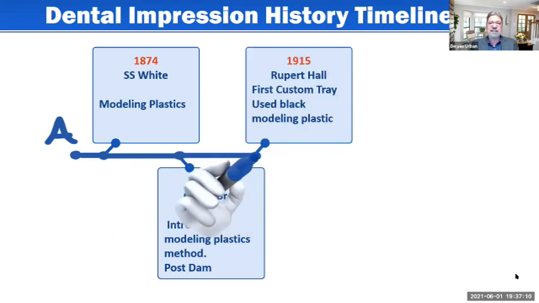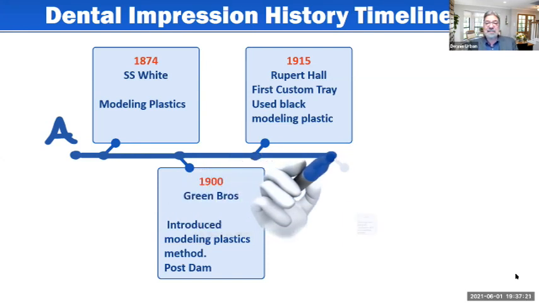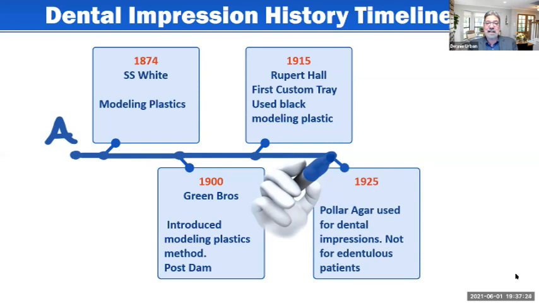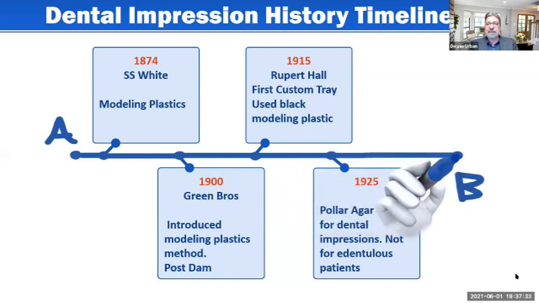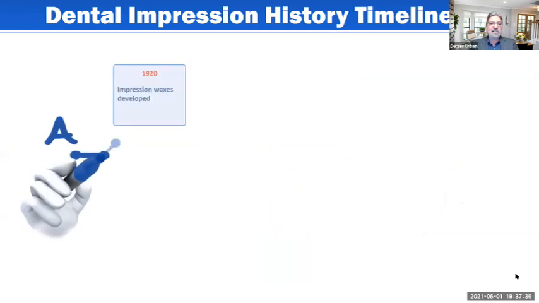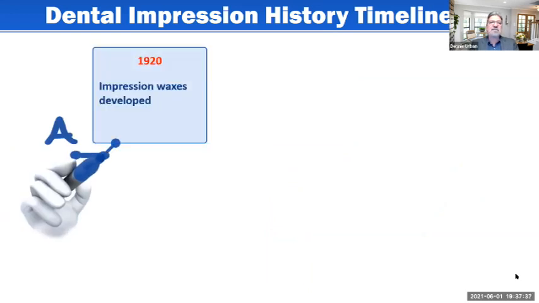So pretty good stuff. In 1915, Rupert Hall had the first custom tray made. He used a black modeling plastic, probably the same type of modeling plastic that was used for impressions. And then we jump to 1925, when polymer agar, which is a hydrocolloid material, was used for dental impressions, but not for fully edentulous patients. So let's go to 1920, when impression waxes were developed, and that was utilized for taking impressions also.